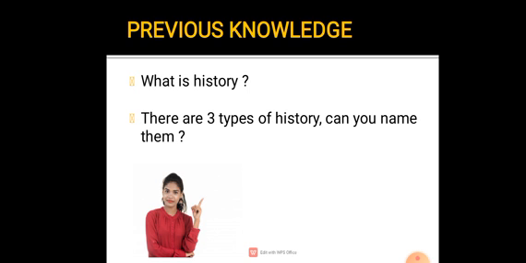Whenever we go back, whenever we share something, an event that has happened in the past, we are studying history. And there are three types of history. Can you name them? Let's name them together. Family history, which is what we are discussing today, community history, and history of a person. Let's say it together again. Family history, community history, and history of a person. Thank you. History is the study of the past.